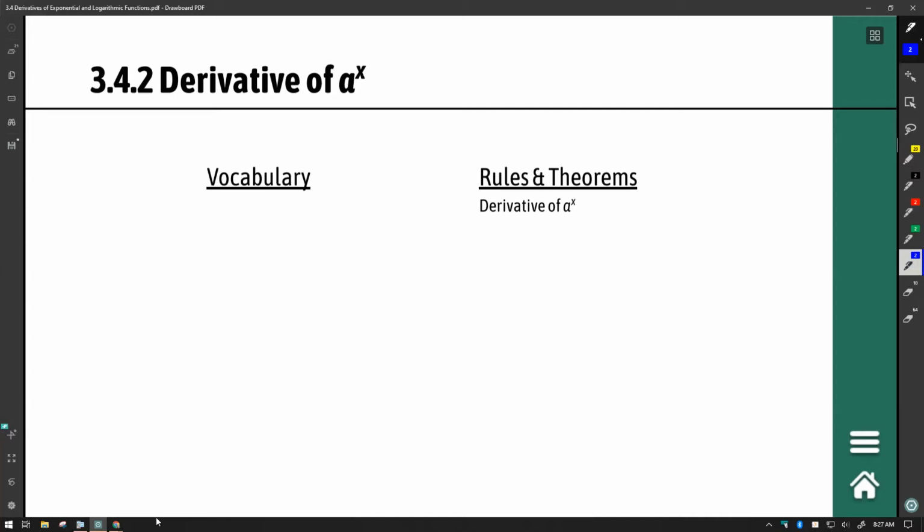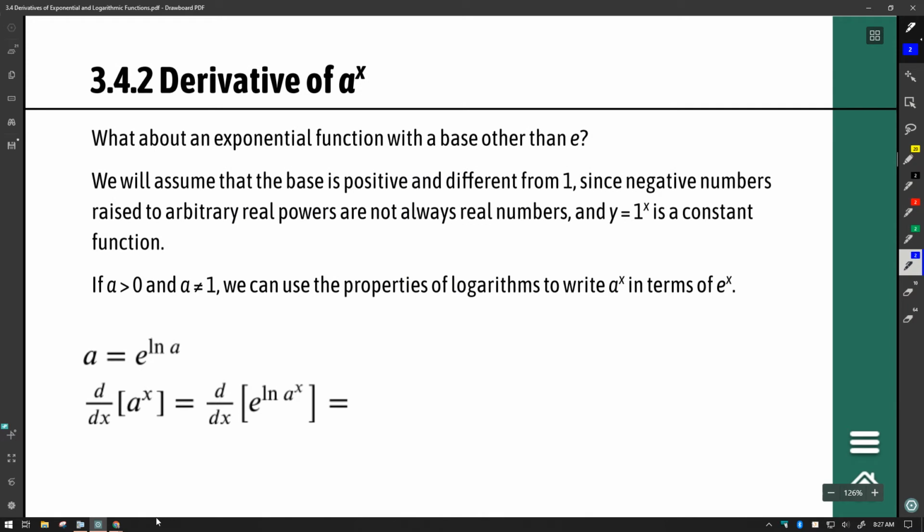We move next to section 3.4.2, and we'll be talking about the derivative of a to the x. So we just finished finding the derivative of e to the x, and we're going to wonder now, what if that base were something other than the number e? What if we had an exponential function that was a base that was not e? Say, for instance, 2 to the x, or 5 to the x, or 1/2 to the x. How would we differentiate a function such as that?